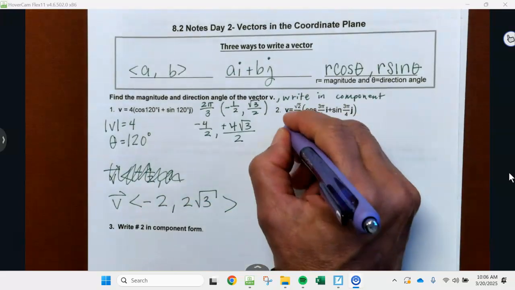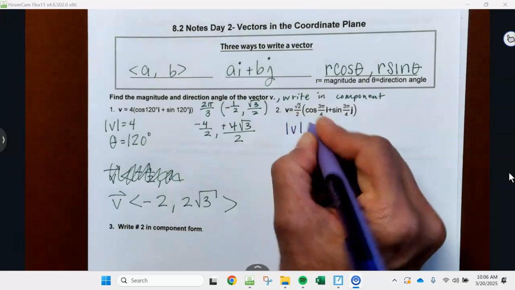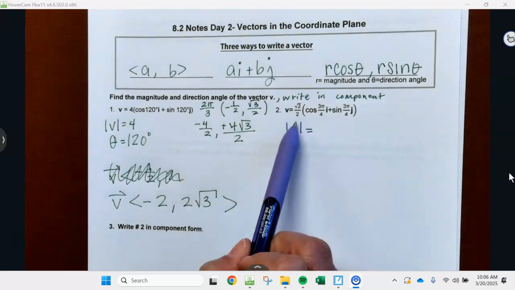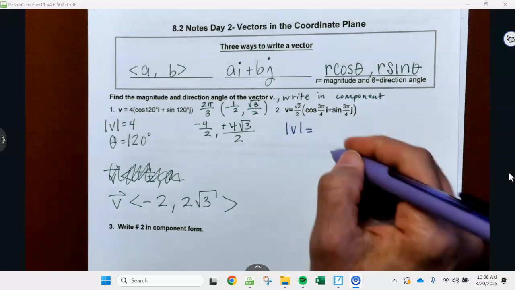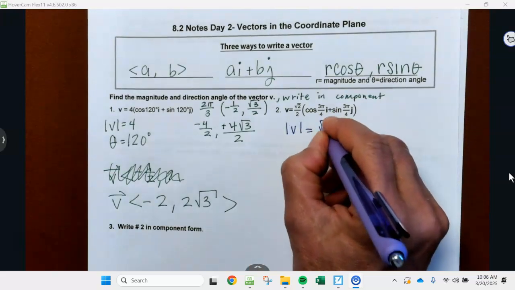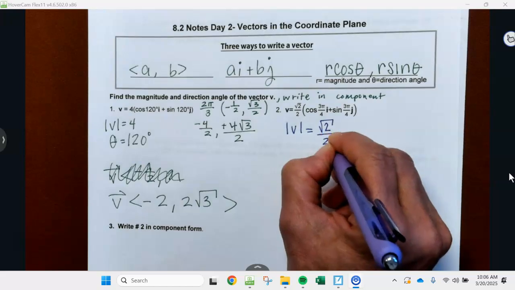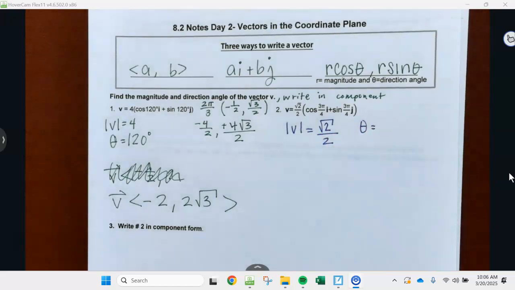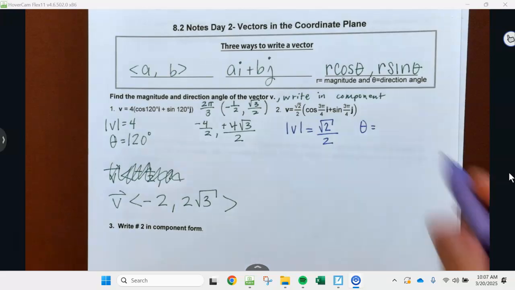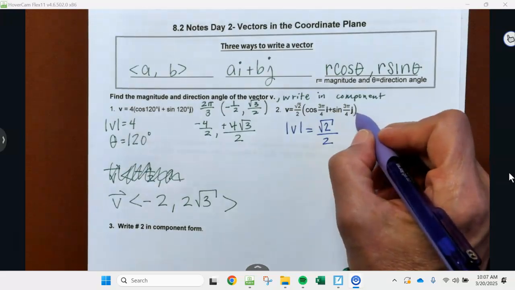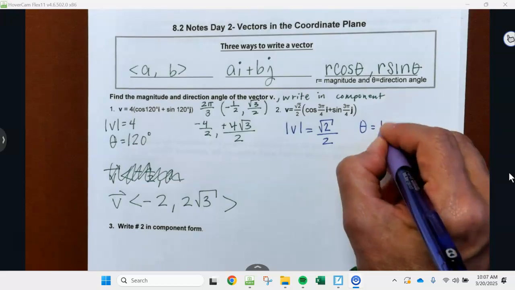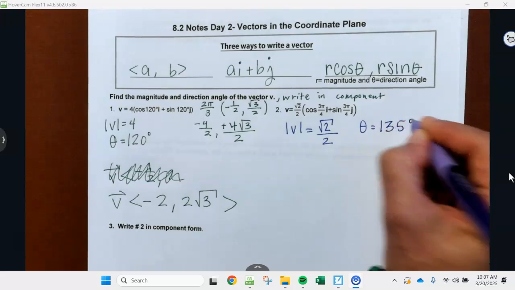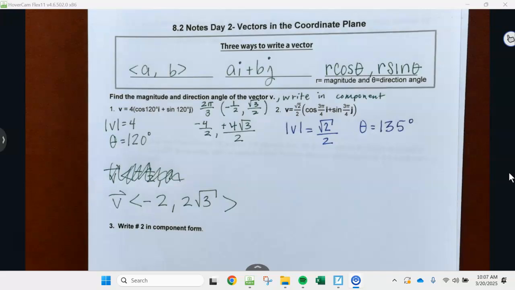Next one. I need to find the magnitude for vector v. It's just that number in front. Again, it has not been distributed yet. So the magnitude is root 2 over 2. The direction angle, y'all, technically 3 pi over 4 is the amount of an angle, but we always express it in degrees. So remember, 3 pi over 4 is going to be in quadrant 2. So that direction angle is 135 degrees.